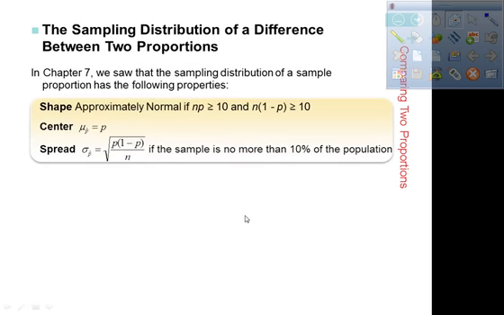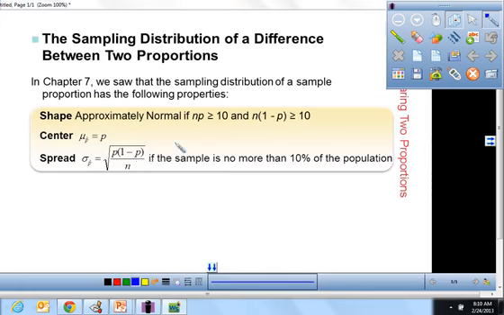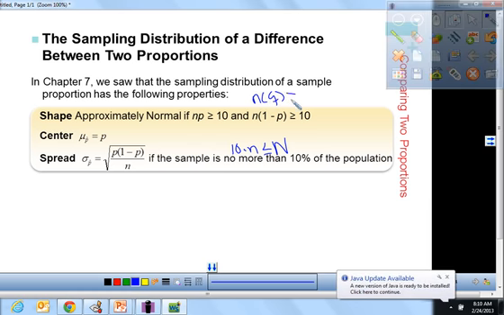The sampling distribution of the difference between two proportions has a shape that is approximately normal if n times p is greater than or equal to 10 and n times 1 minus p is greater than or equal to 10, which is something we've already done. We know that the center of our shape should be the same as the population proportion, and we already know how to find the standard deviation if the sample is no more than 10% of the population. That's that 10 times little n has to be less than or equal to big N. That's this part right here. We already know all three of these conditions; we've been checking them. Sometimes you see me write n times q has to be greater than or equal to 10.